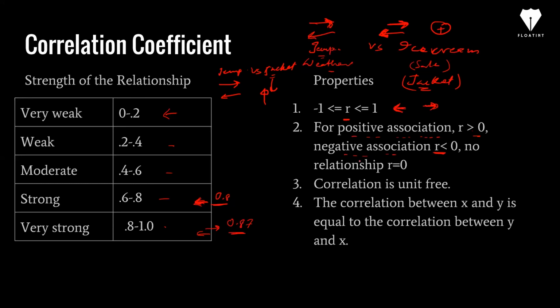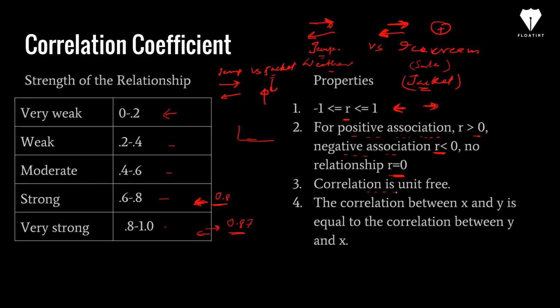And if you have no relationship, then R is equal to 0. In that case, it is pretty random. It means that it doesn't matter whether one increases or decreases, the other variable is independent of that.